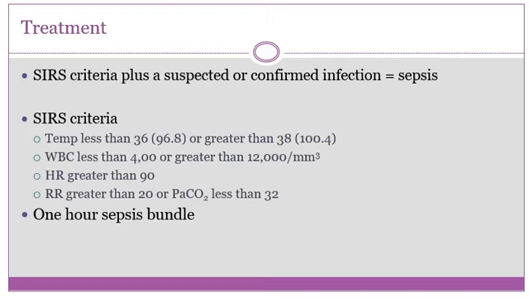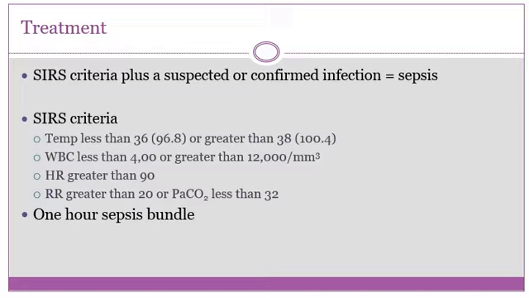Heart rate greater than 90, respiratory rate greater than 20, or a PaCO2 less than 32, and that's because they're tachypneic. So if I meet SIRS criteria, plus I have a suspected or documented infection, you are septic. And we need to move to our 1-hour sepsis bundle.